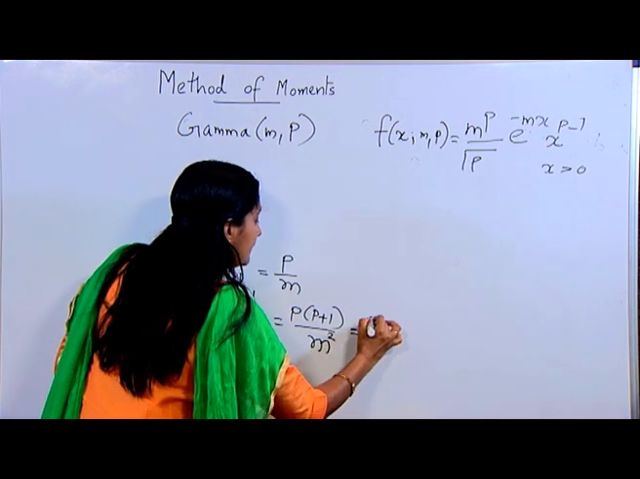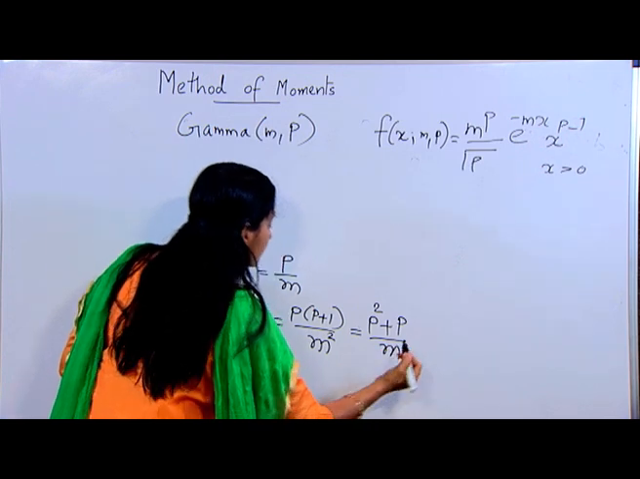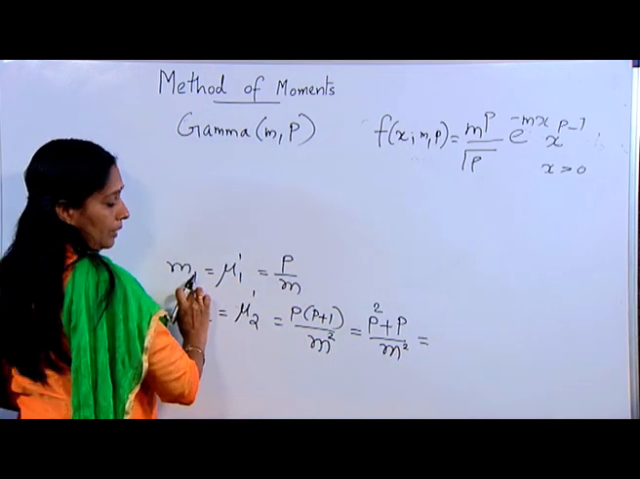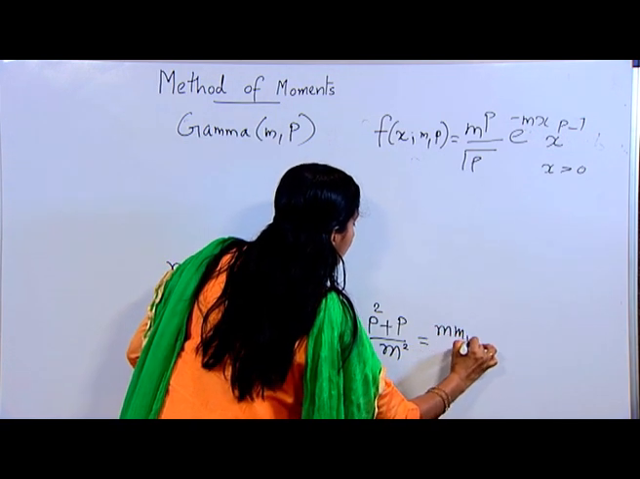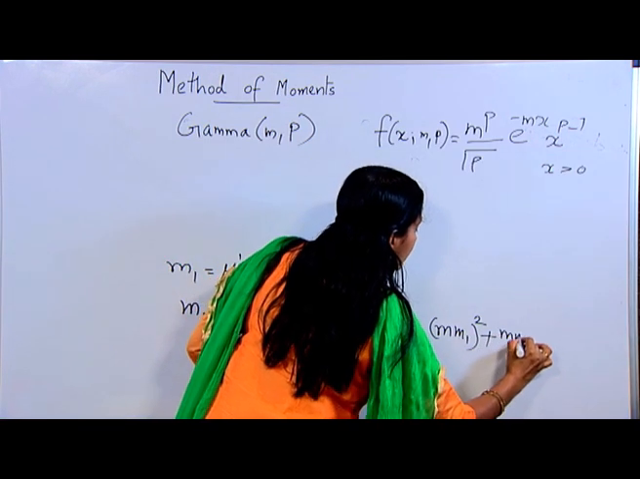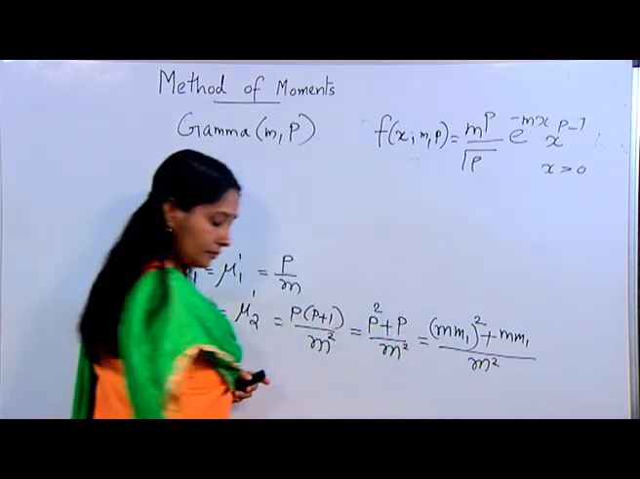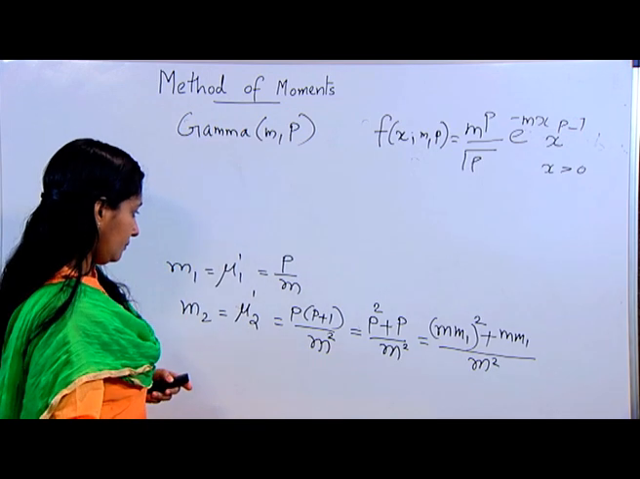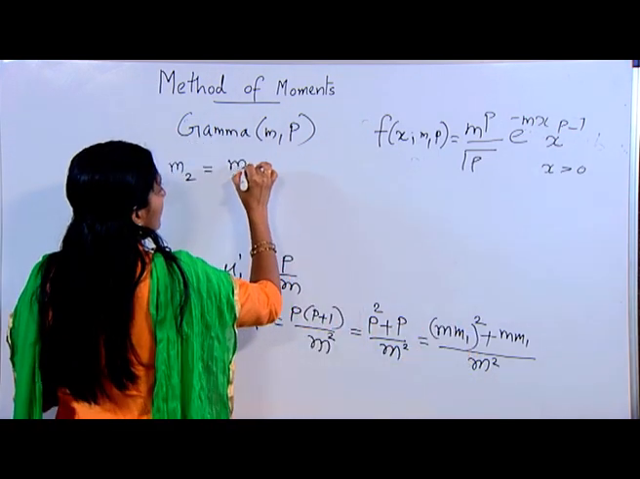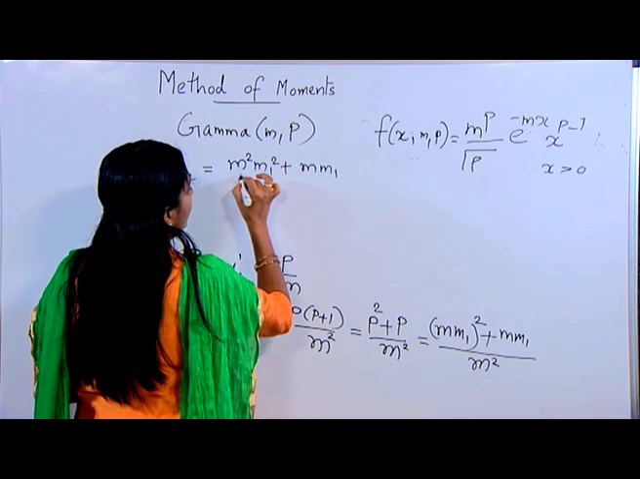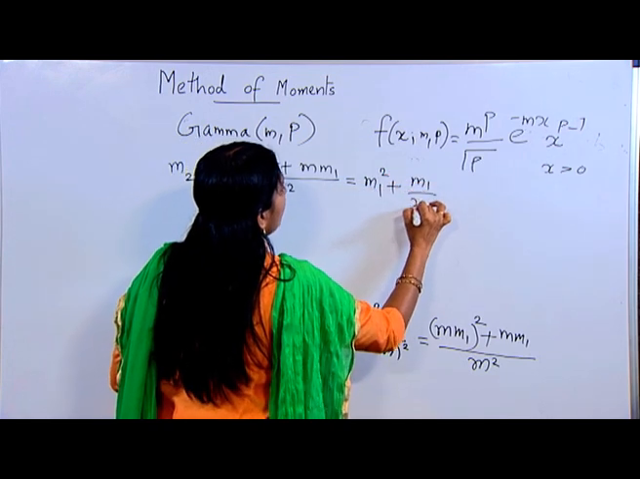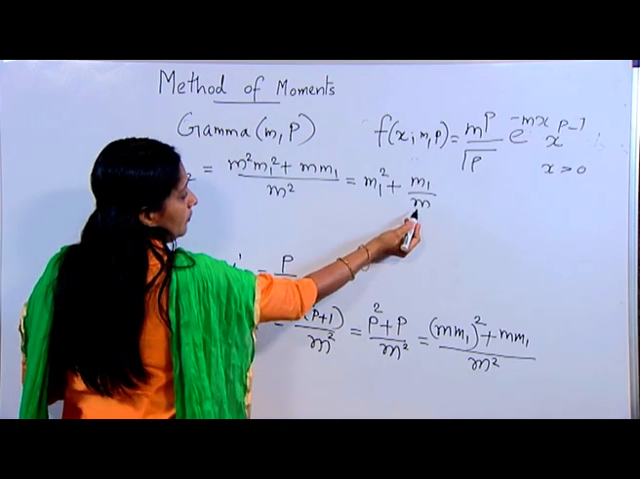Now, this is p square plus p divided by m square. From this equation, p is equal to m into m1. Therefore, p square means m into m1 all square, plus p is equal to m into m1, divided by m square. It means that m2 is equal to m1 square plus m1 divided by m. Hence, m is the parameter to be estimated.